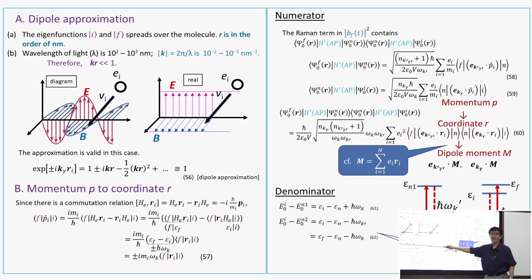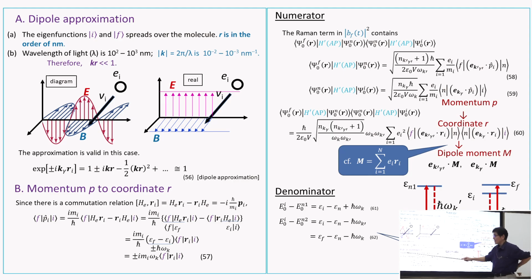This relationship allows us to make the equation much simpler. This is the first idea. One more point is that we can convert a momentum operator to coordinate.